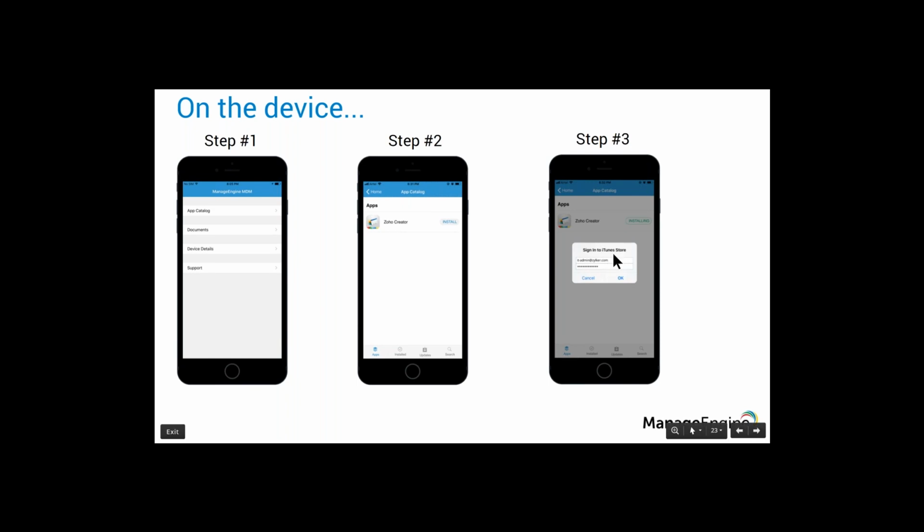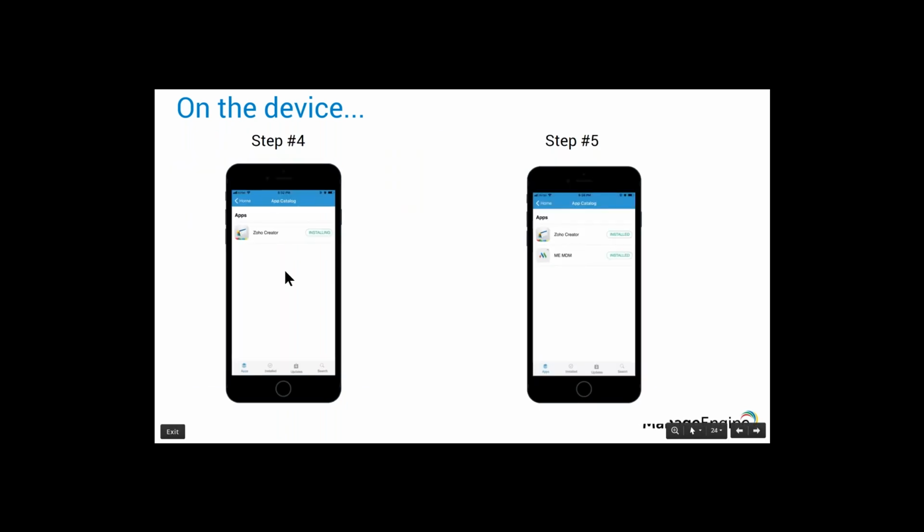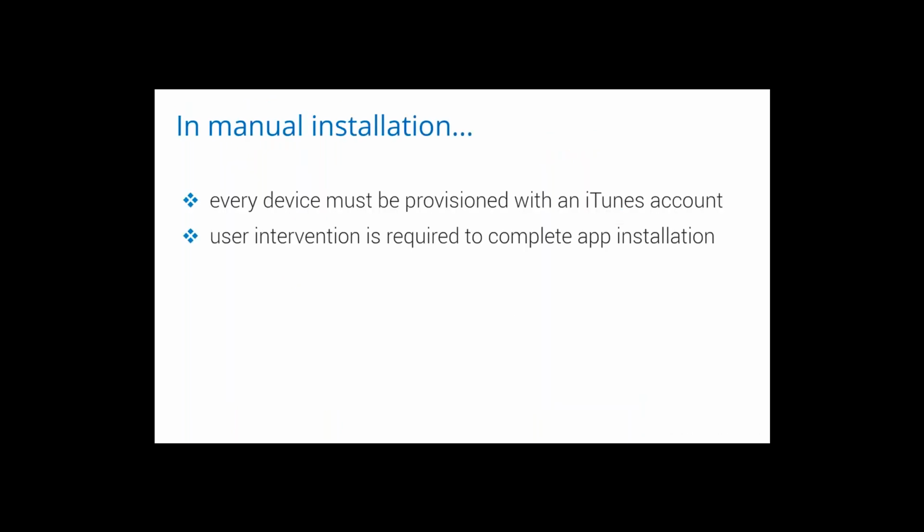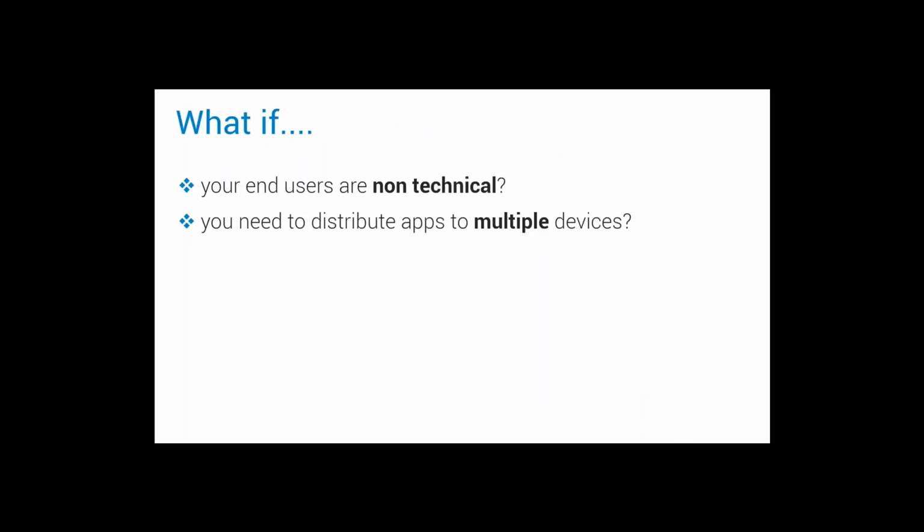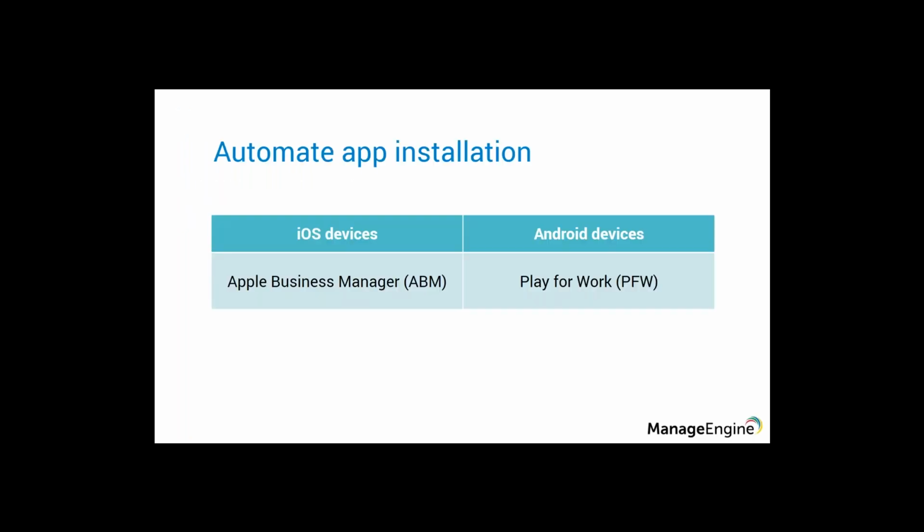Once they give in their credentials, the app installation would start and the app would be installed in the mobile device. Well, this is the manual installation process, and it seems pretty simple and standard. Every device must be provisioned with an iTunes account, and user intervention is required in order to complete the app installation itself. What if my users are not technical?